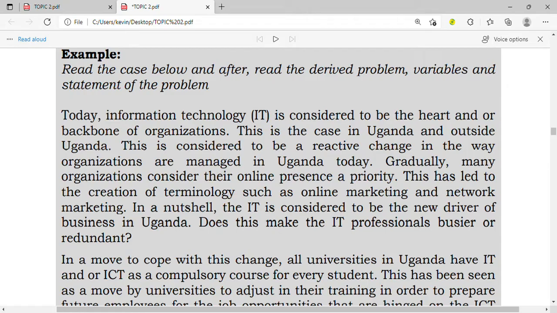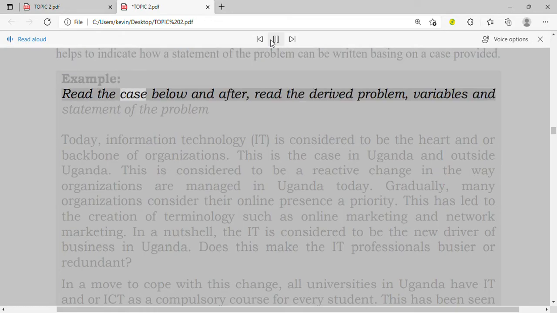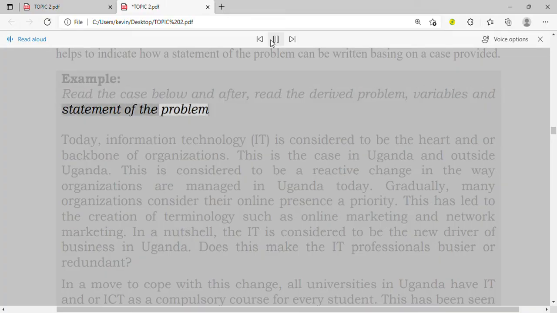In this video, we are going to have an example that indicates how a research problem can be written, and we are going to use the case that is provided. It helps to indicate how a statement of the problem can be written based on a case provided. Example: read the case below and after, read the derived problem, variables, and statement of the problem.